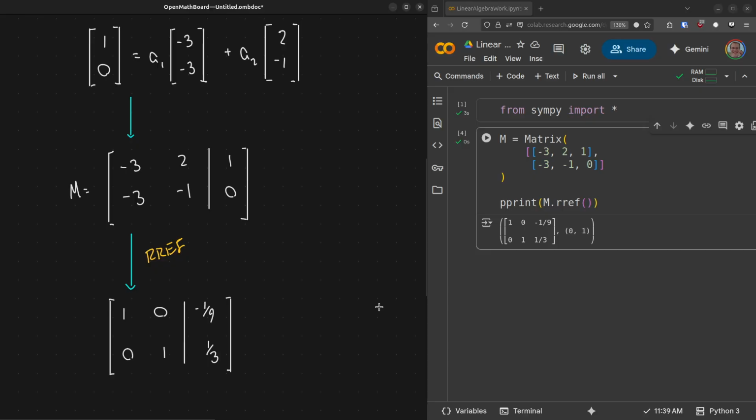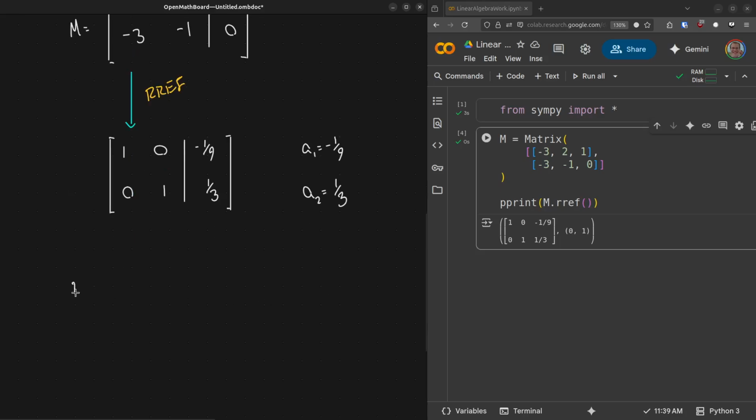We have a unique solution, and the coefficients of our solution: A1 equals -1/9 and A2 equals 1/3. Okay? So that means i is equal to negative 1/9 times my first vector, which is (-3, -3), plus my second coefficient 1/3 times my second vector, which is (2, -1).